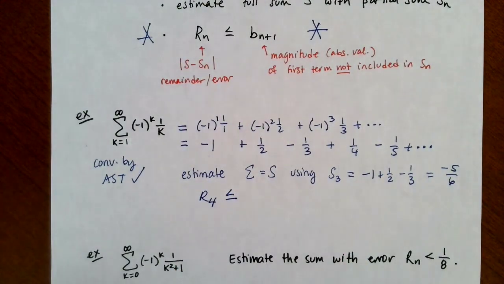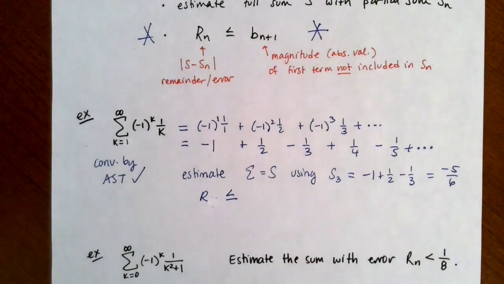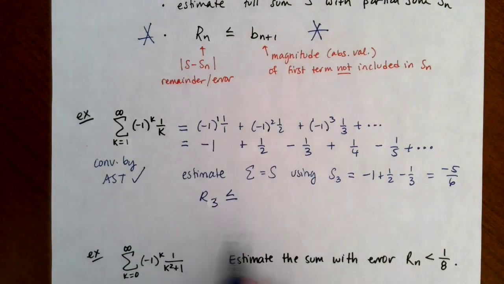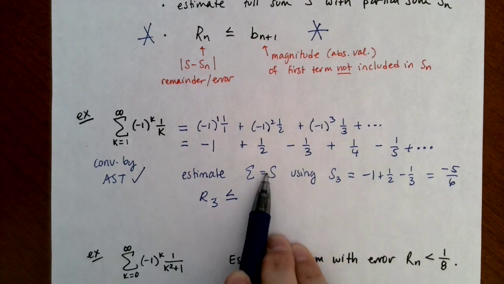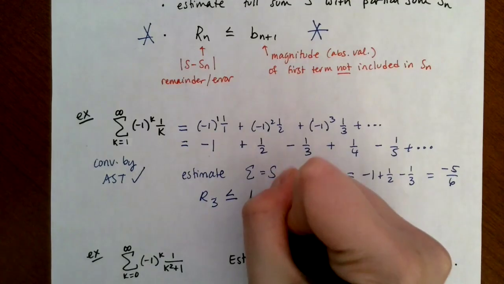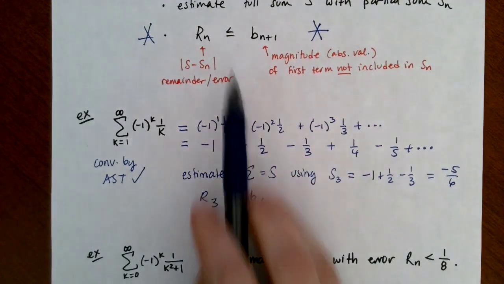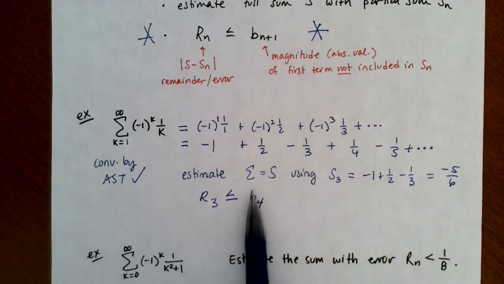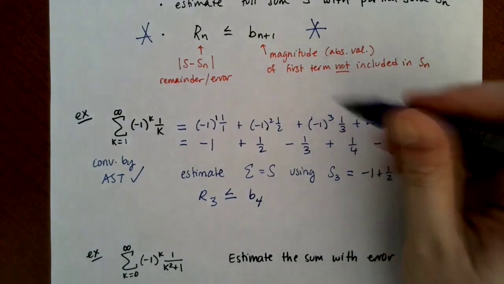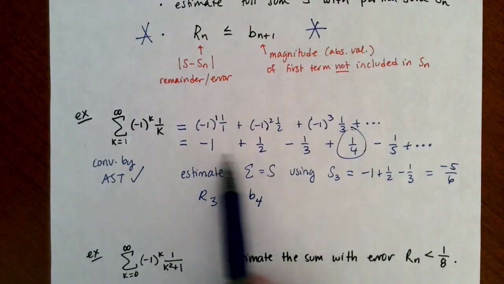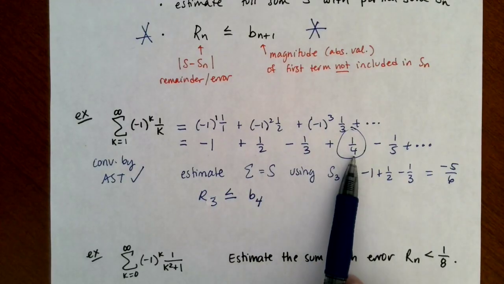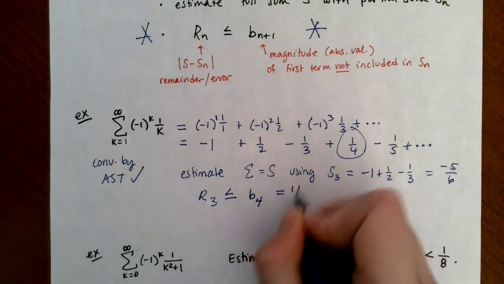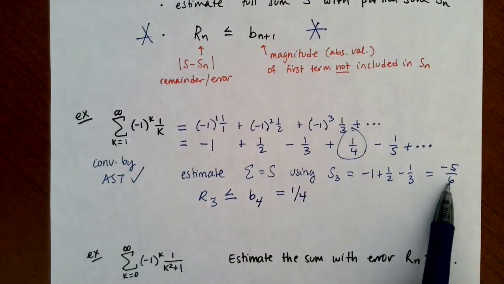Or oops, that should not be a 4. We just did S3, so we're talking R3. So R3, the error of this approximation, is less than or equal to B4. We have an n here, an n plus 1 here, and B4 is this guy right here, right? I used the first three terms, so the error upper bound is the magnitude of the first excluded term. So this is no more than 1 over 4 away from the exact correct answer.